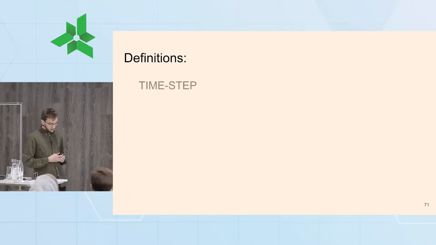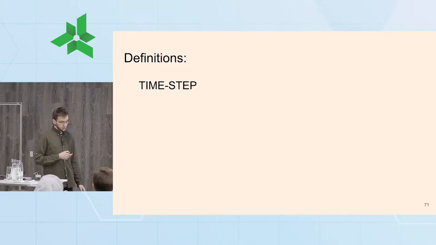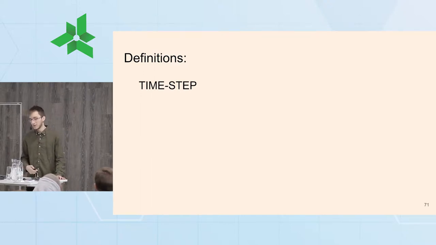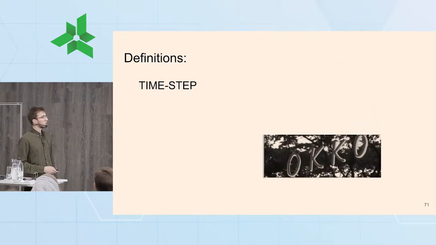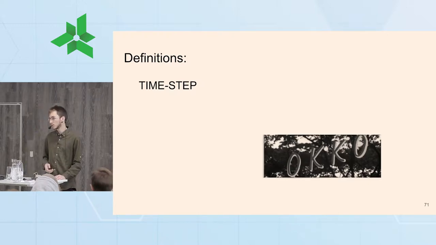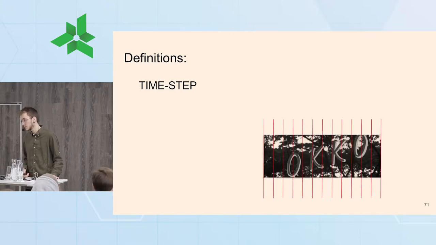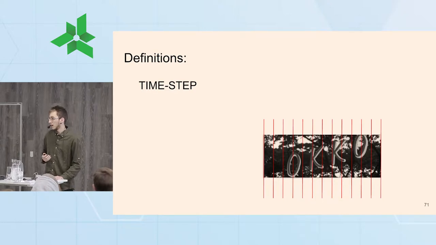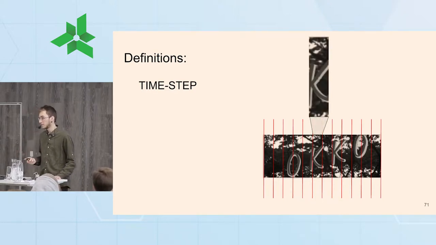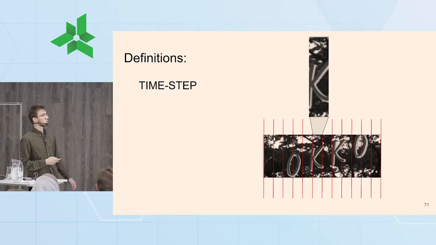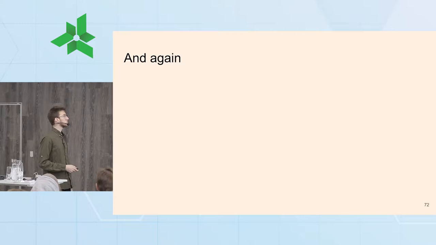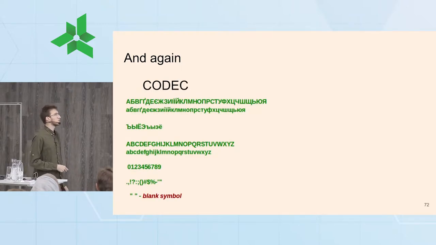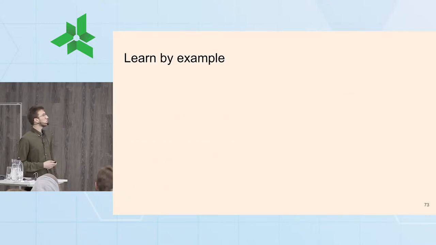The other definition we need is time step. That's a strange name, but it was just given to me. You have this input image, and you think, what about dividing this image into zones? You divide this image into small pieces, small stripes, and each of these stripes is called a timestamp. You can then do something with these small stripes, as I will tell you next. Again, remember: this is the codec, this is the blank symbol, this is the timestamp. This is important.